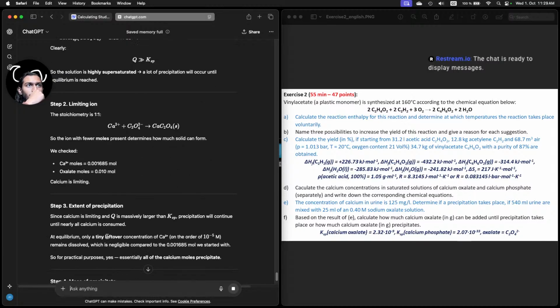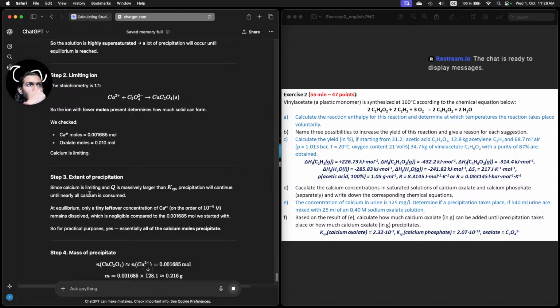Calcium is limiting. Extent of precipitation. Since calcium is limiting, Q is massively larger than KSP. Precipitation will occur until nearly all calcium is consumed. At equilibrium, only a tiny leftover concentration of calcium, on the order of 10 raised to minus 5 moles.